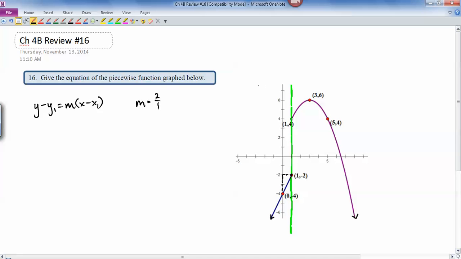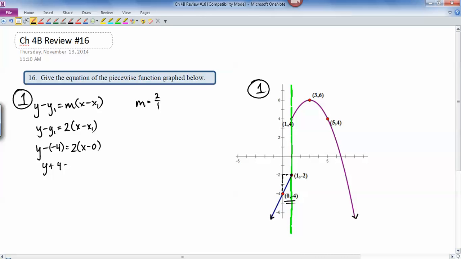I'll call this section region 1. So here's part 1 of the equation. Then I need to plug in one of my points. Right now I've got y minus y1 equals 2 times (x minus x1). Let's plug in one of the points, that one. If I plug in 0 and negative 4, I've got y minus negative 4 equals 2 times (x minus 0). So y plus 4 equals 2x, so y equals 2x minus 4. That's the equation I'm using on this side of the graph, y equals 2x minus 4.